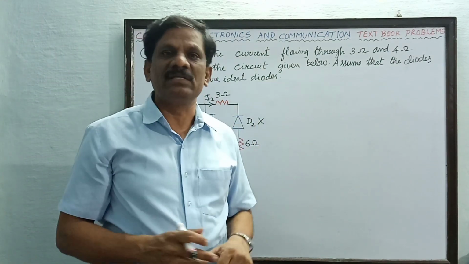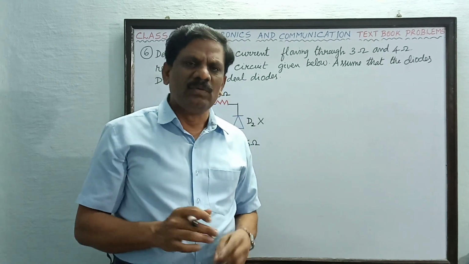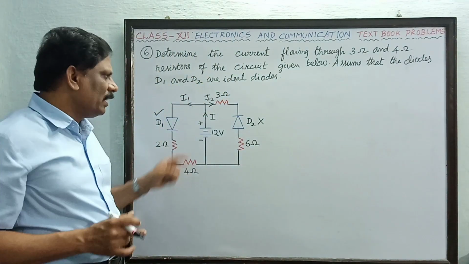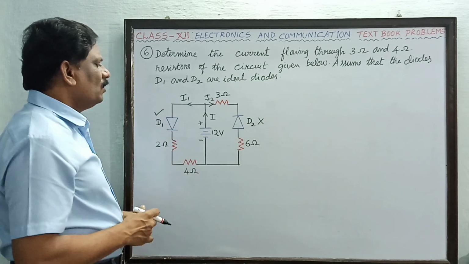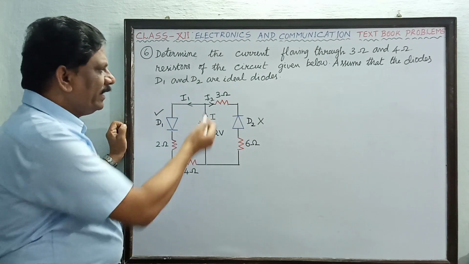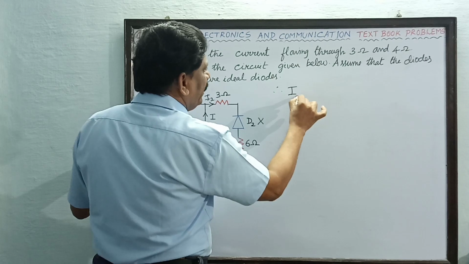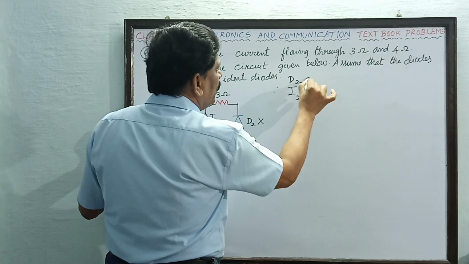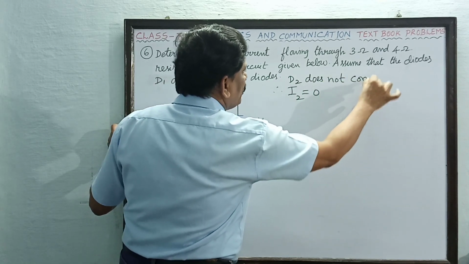Have you understood the concept first? Which of these two diodes will conduct is D1. So only D1 is going to conduct and D2 is reverse biased. It will not conduct. So the current I2 must be equal to 0. Therefore I2 is equal to 0. What is the reason? Because D2 does not conduct.